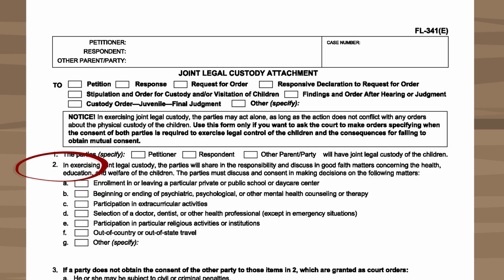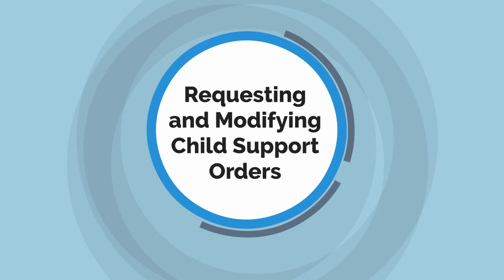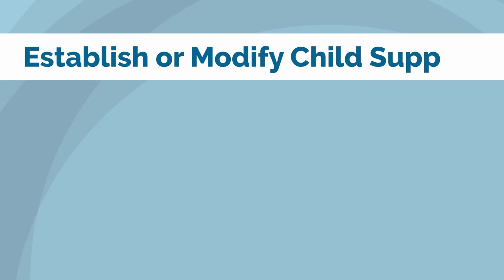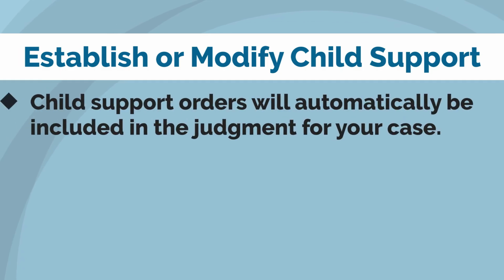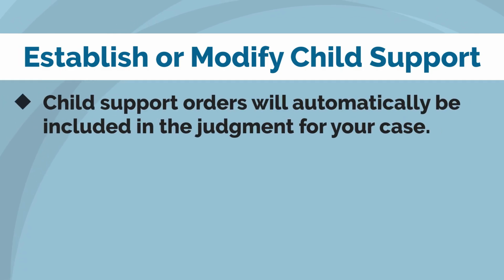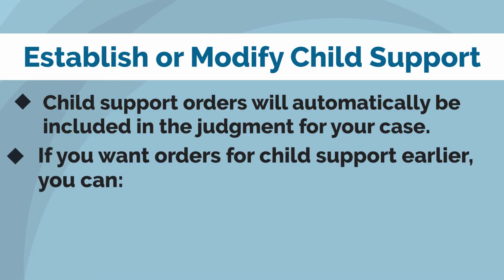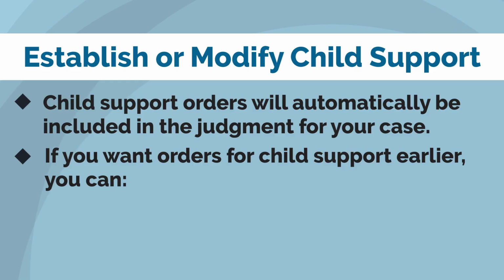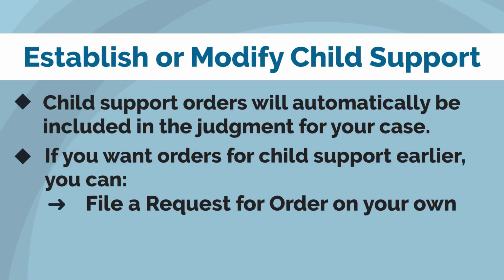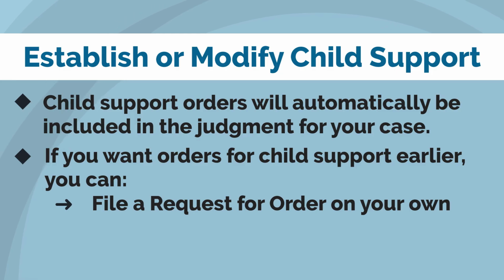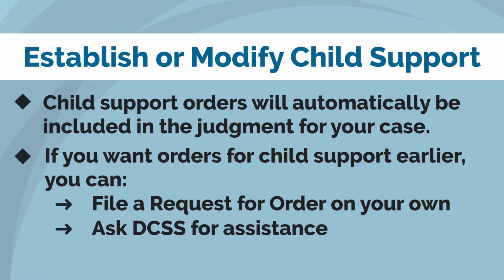Now we will talk about child support. At the time that the judgment is signed for a family law case, the judge will make orders regarding child support if there are minor children involved. If you want to obtain child support orders before the end of your case, you can file a request for order on your own for this issue, or you can contact the Department of Child Support Services for assistance.